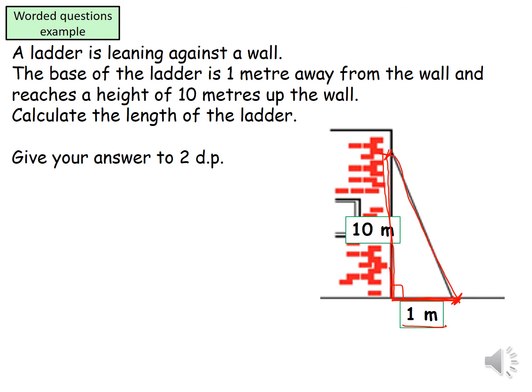And we are trying to calculate the length of the ladder. So in this example, the length of the ladder is the longest side. So let's use Pythagoras to find the length of the ladder. The first step is to label the triangle with A, B and C. The longest side is always called C, and the other 2 sides we can call A and B. So first of all, we are going to write down the formula: A squared plus B squared equals C squared.